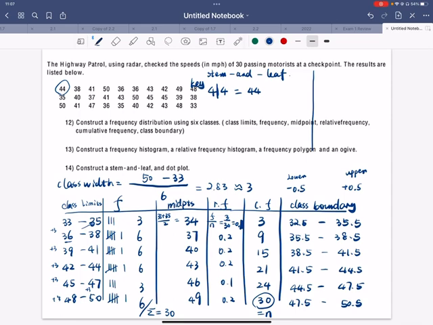Our stem will start at the 30s, to the 40s, and then up to the 50s. I'm just going to add all the leaves on the right side in order. In order, you don't want your leaves to be big, small, jumping all over the place. You want it from small one to big one in order. Okay, that's stem and leaf.